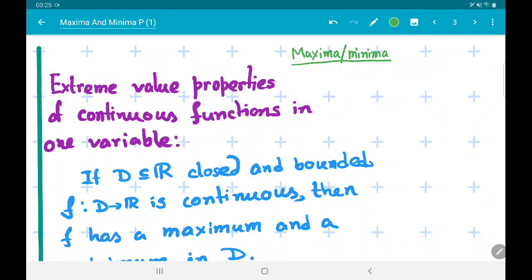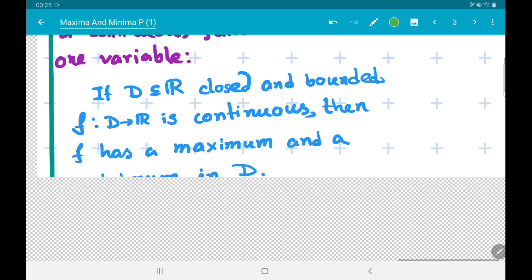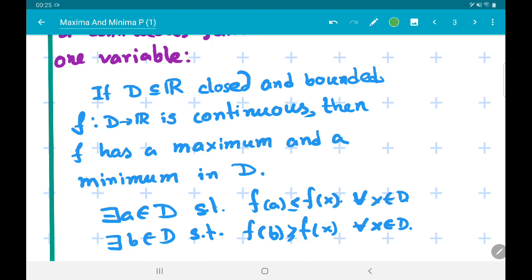Let's try to investigate maxima and minima of functions in several variables, and in particular, for our interest, a function of two variables. So we begin our journey by recalling the extreme value property of continuous functions in one variable. So let us recall what we have seen in calculus 1.